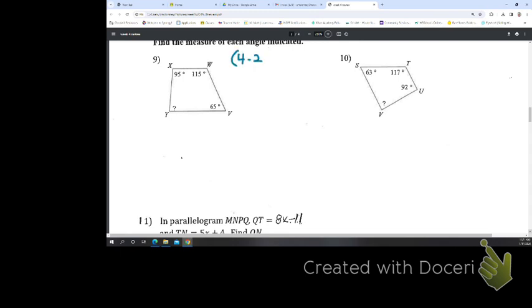4 minus 2 times 180. And you may just have memorized that if it's 4 sides, it's got to be 360. So 2 times 180, the total needs to be 360. So whether you write yourself a little equation, x plus 65 plus 115 plus 95 equals 360, or maybe you just grab your calculator and do 360 minus 95 minus 115 minus 65, we should still come out to the same place.